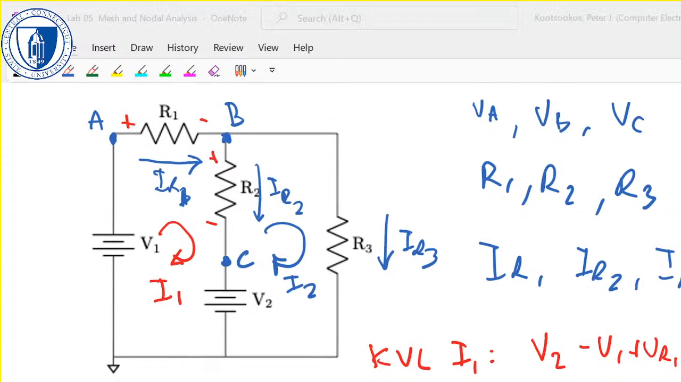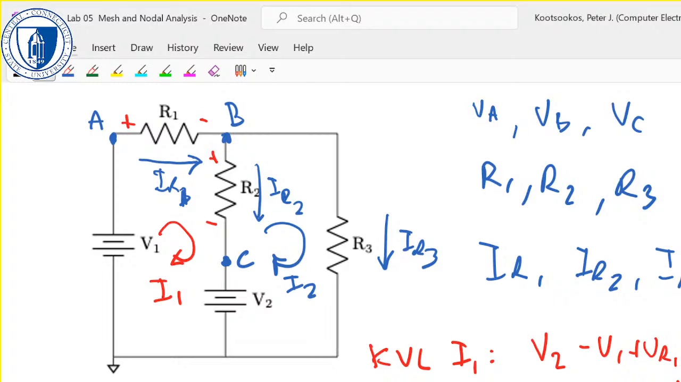So I'm just going to leave V2 and V1 as they are. VR1 is I1 R1. VR2 is R2 times I1 minus I2. That equals 0.